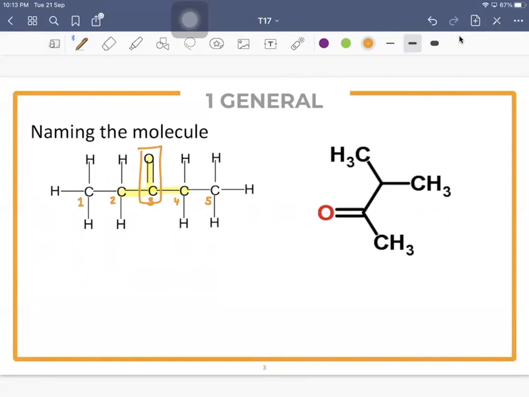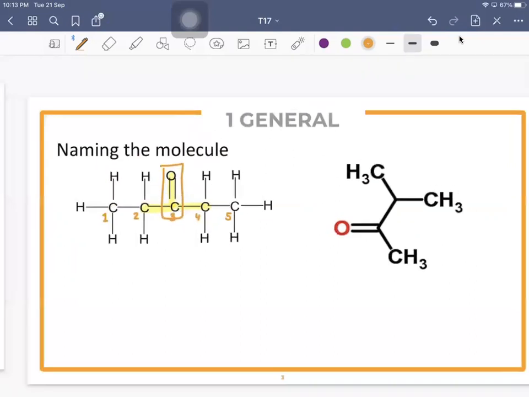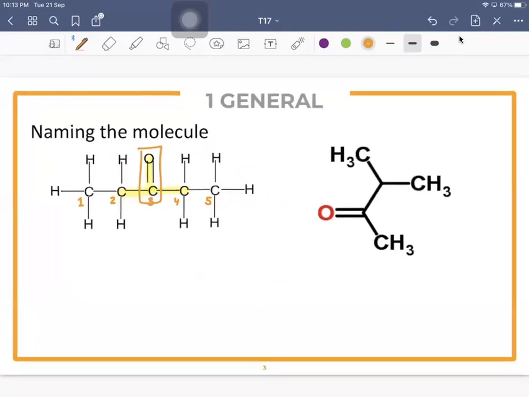Since we have 5 carbon atoms, you would expect it to be called a pentanone, but the position of the C double bond O is on the 3rd position. Therefore, its name is pentan-3-one.